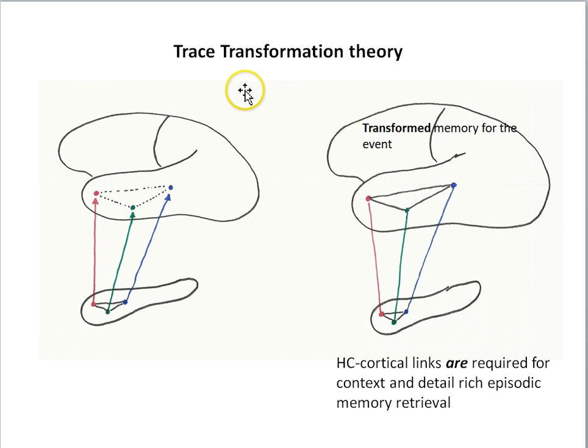So according to this view called trace transformation theory, HM and others who are missing their hippocampus cannot really recollect and have vivid episodic memories. So the hippocampus must be intact for detail-rich episodic memory retrieval. So on this view then, what HM was doing was reactivating semantic versions of his past. He was not, in a sense, having a detailed episodic memory of his childhood.